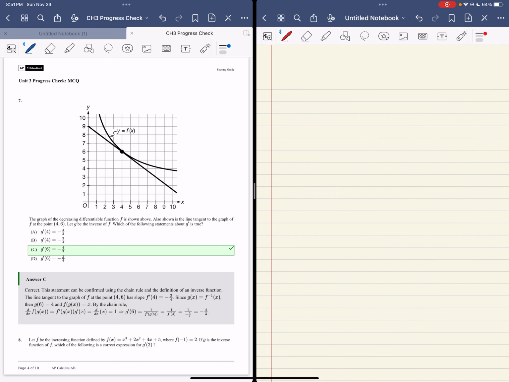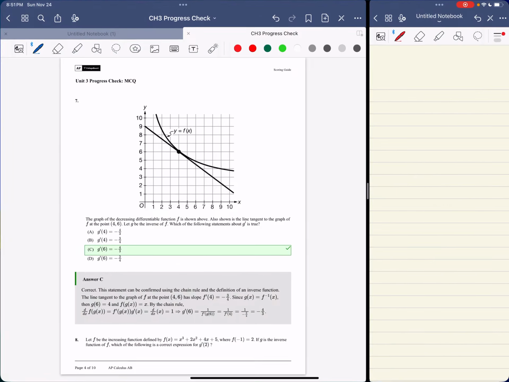Question number 7, and I believe this is going to be the last question that I will go over in this video. I will come back here with video number 2. The graph of the decreasing differentiable function f is shown above. Also shown is the line tangent to f at (4, 6). What is g prime of 6 going to be? Which of the following is going to be true? Let's see.